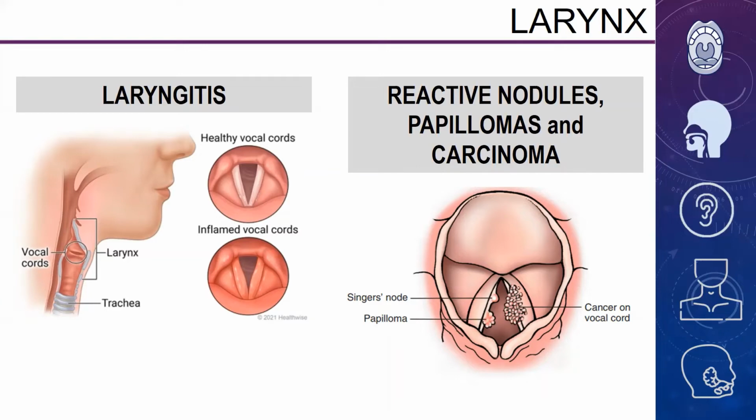Reactive nodules, also called polyps, develop on the vocal cords most often in heavy smokers or those who impose strain on their vocal cords, so we term them singer's nodules. Despite this, the risk of developing cancer in these lesions is almost non-existent. By convention, vocal cord nodules are bilateral, and the polyps are unilateral.